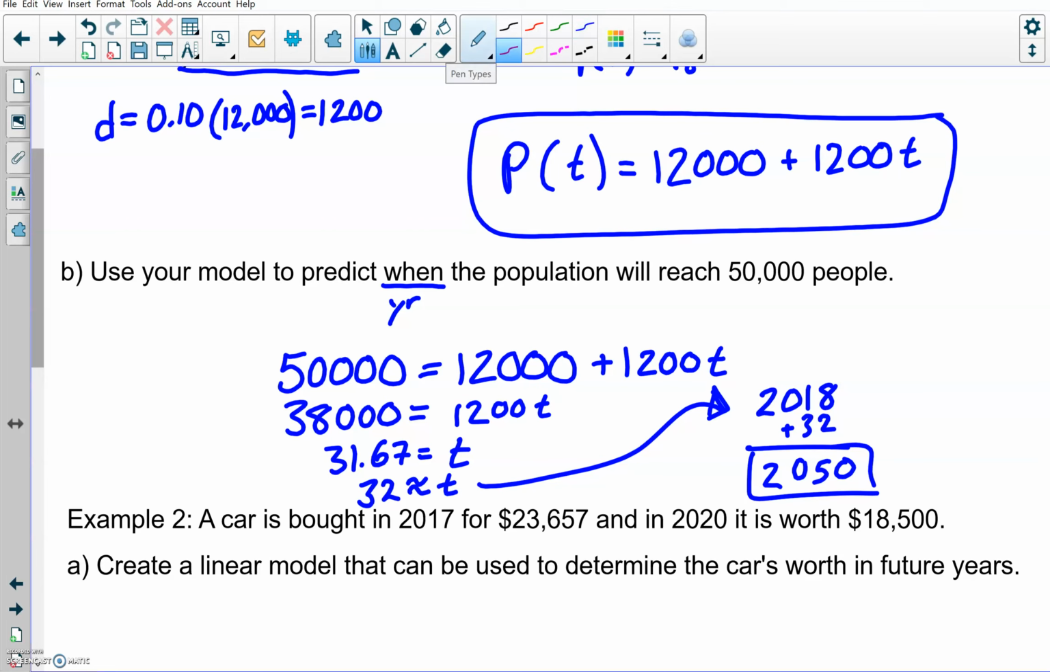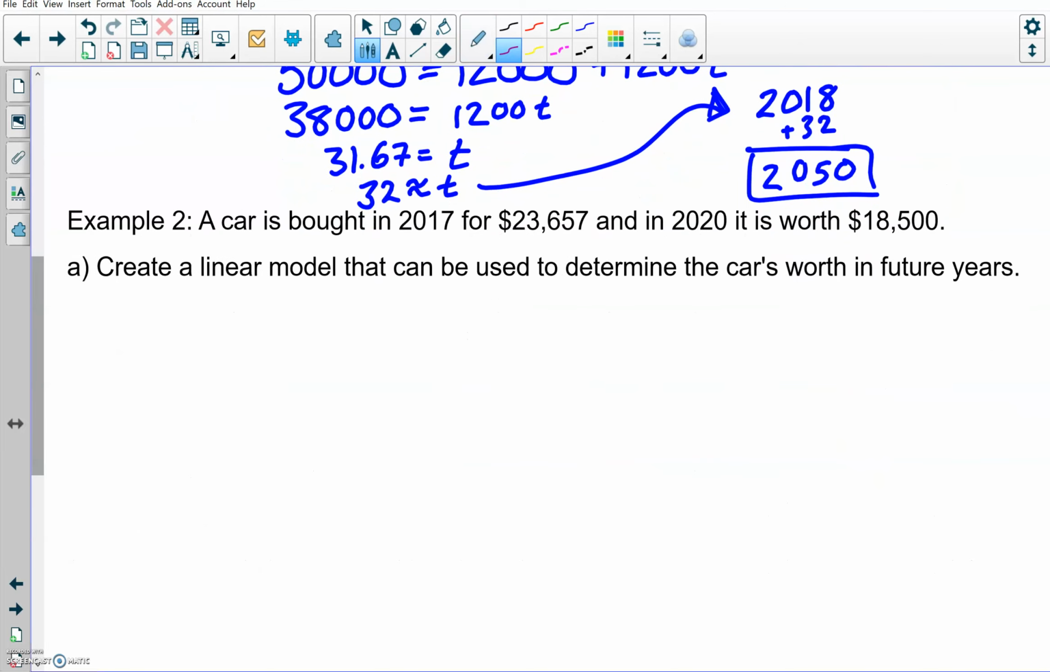Part 2 of section 4.1. So let's take a look at one more example here. And in this one, they give you some information in a different way about the linear growth.